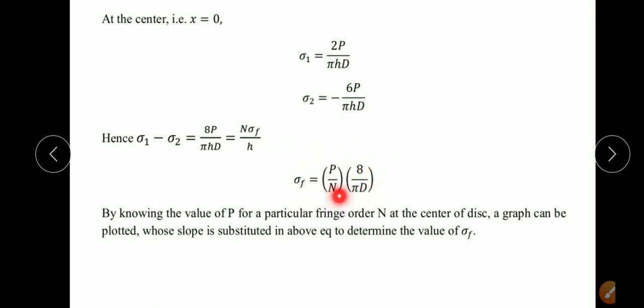So this is the equation for the circular disc under diametric compression for the determination of fringe value, that is sigma f. By knowing the value of P for the particular fringe order n at the center of the disc, a graph can be plotted. So if you know the value of load and the fringe order, you can plot the graph whose slope is substituted in the equation to determine the value of sigma f. Like that you can determine sigma f in here.